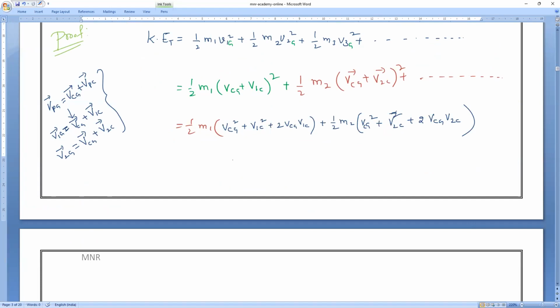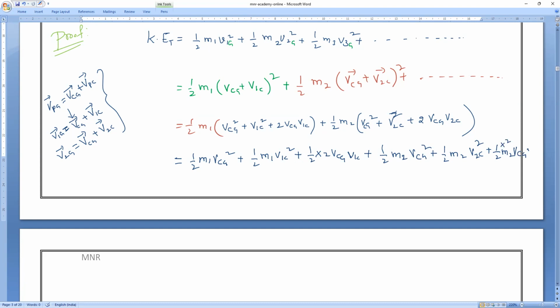Now multiply everything with half into M. I could take it out fast, but you need some time to understand, so I'm doing it very simply and slowly. Half M1 VCG square plus half M1 V1C square plus half into 2 M1 VCG V1C, plus half M2 VCG square plus half M2 V2C square plus half into 2 M2 VCG V2C. Am I right?